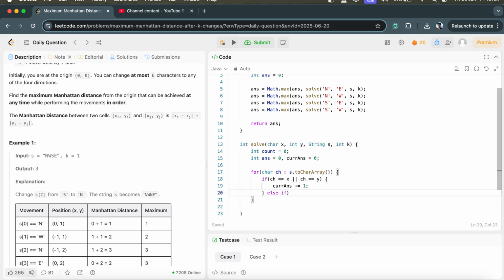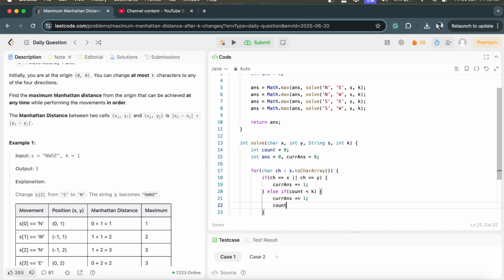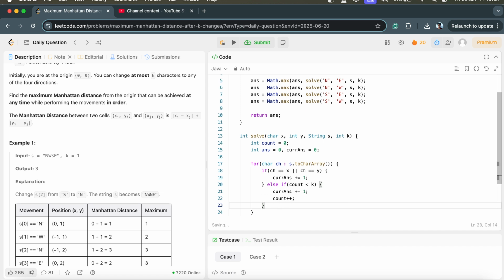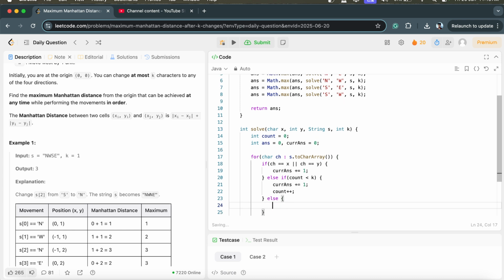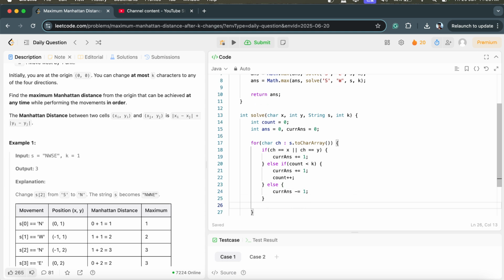Else, if the current counter, the count value, is less than k, that means for any different character we got, we can utilize the k value. So here also we can keep on incrementing the current answer. And of course this count also we will increment, so that we make sure we utilize this feature only k times. Or else, the k value has gone down, we have used it fully, so at this location we cannot get any better answer. Whatever the current answer we have, we can simply reduce it by 1 unit, because we are moving in the opposite direction in this case.